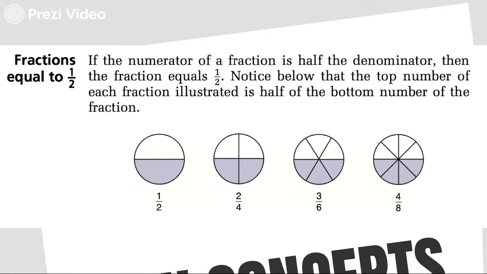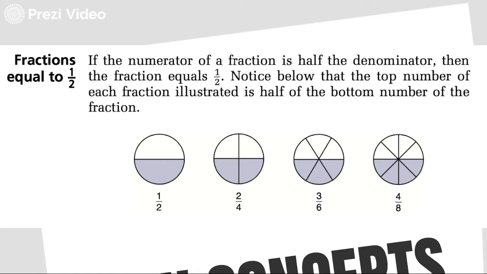Moving on to the new concept, fractions equal to 1/2. If the numerator of a fraction is half the denominator, then the fraction equals 1/2. Notice below that the top number of each fraction illustrated is half the bottom number. And like I told you before in the first one, if you don't remember what 1/2 of a number is, you can look at those fraction models and you can see that half of that circle is shaded in. So when you look at the first circle, we have 1/2.